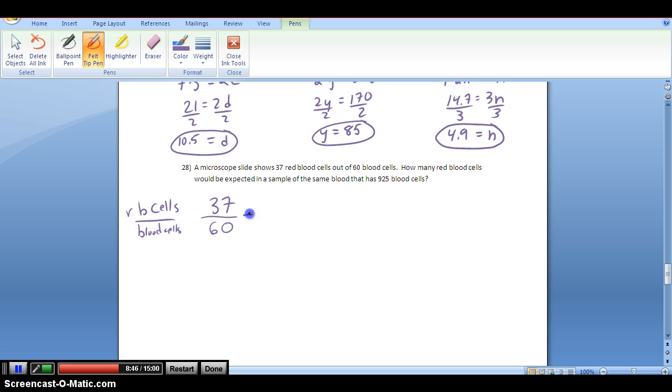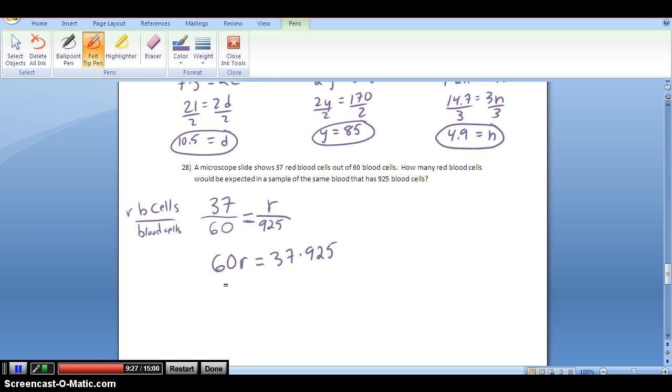All right, so we're going to set up a proportion. The proportions should be the same. If from the same kind of blood we only looked at 60 blood cells and 37 were red, we should expect the same proportion out of 925. This one was out of 60; this one is red blood cells out of 925 blood cells. What we don't know is how many red blood cells there would be. But we know they're proportional, so we can use that to solve for R. Once we have this proportion set up, we can cross multiply: 60 times R equals 37 times 925.